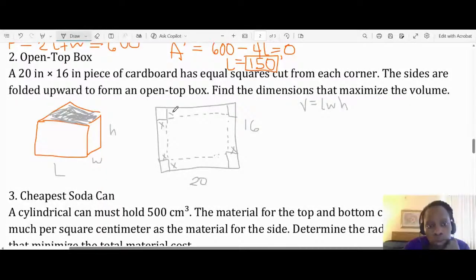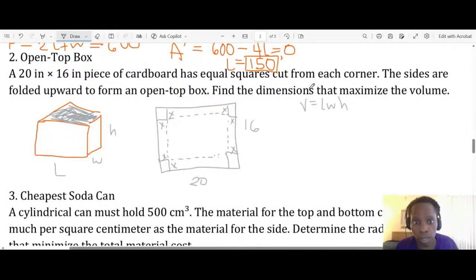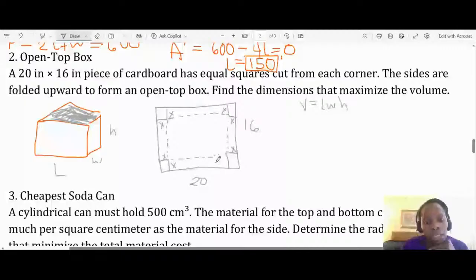Since the x of the little squares is x squared, right? And so the length, this is the, and then the height is going to be x. H equals x. The height is however much we end up cutting.